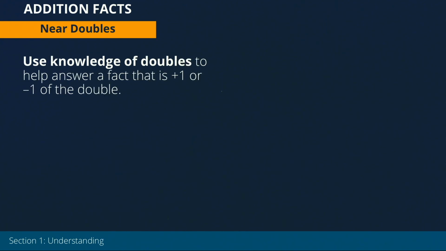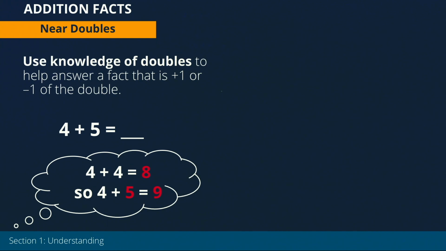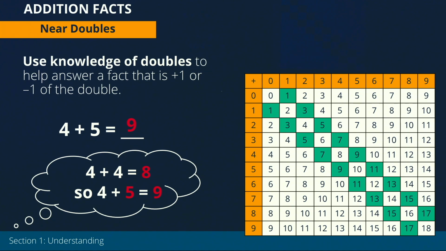And then students can also use a strategy of near doubles. Remember, we emphasized those doubles already. A near double tells me I can go one above or one below something that I know related to a double. So here I've got 4 plus 5. With this, I can think, well, I know 4 plus 4 is 8. That's one of my doubles. So if 4 plus 4 is 8, then 4 plus 5 equals 9. Which facts does that answer in our addition table? It answers these facts here.